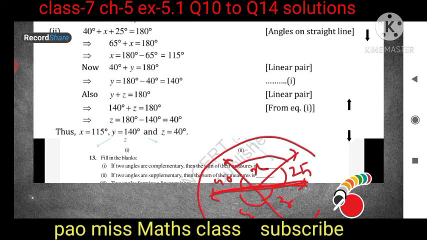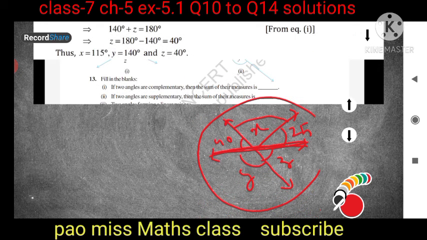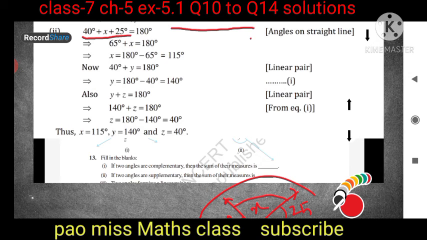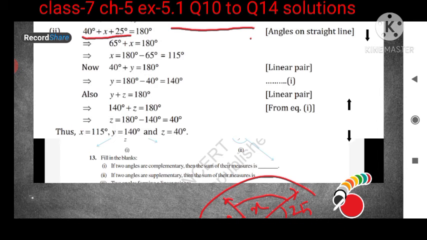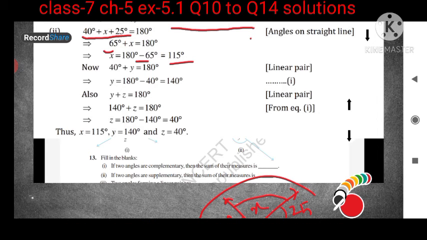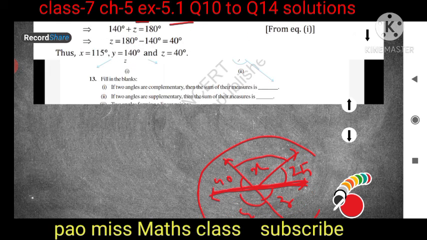Straight line, isn't it? So what you will write? They are not linear pair, because here triangle is there, but this line is forming a straight line. So you will write 40 plus x plus 25 degree is equal to 180 degree. Why? Angles on a straight line. So here 40 plus 25 is equal to 65, isn't it? 65 plus x equal to 180 degree. Now x equal to 180 minus 65 is equal to 115 degree. So x value how much we got? 115 degree. Now again come to the figure.